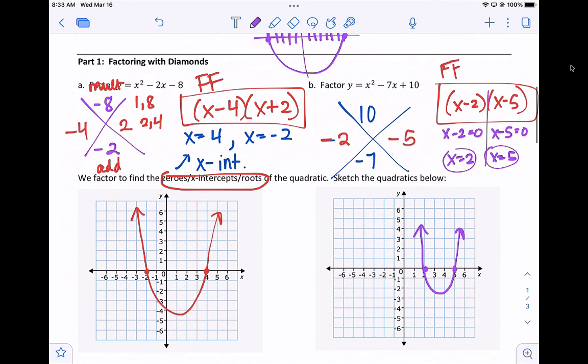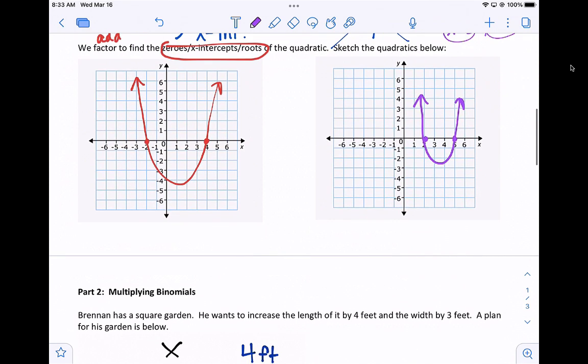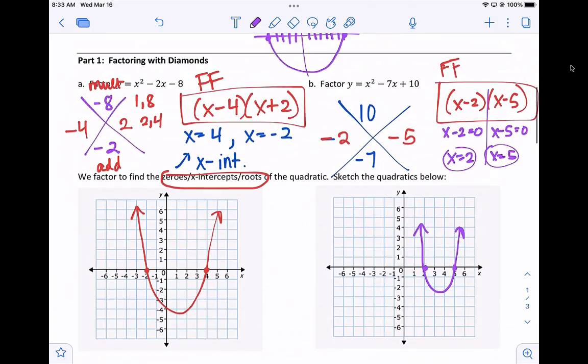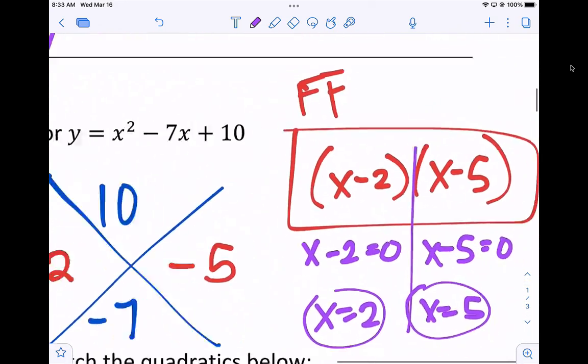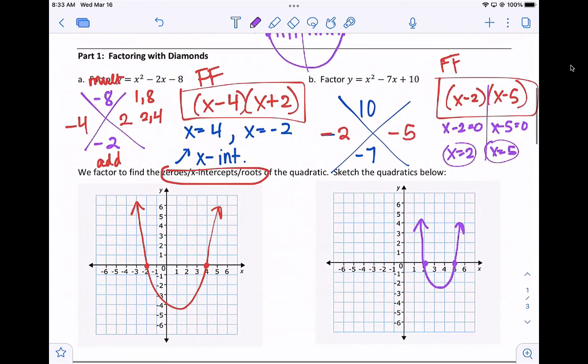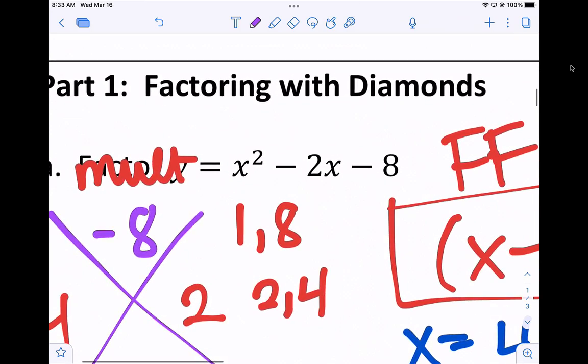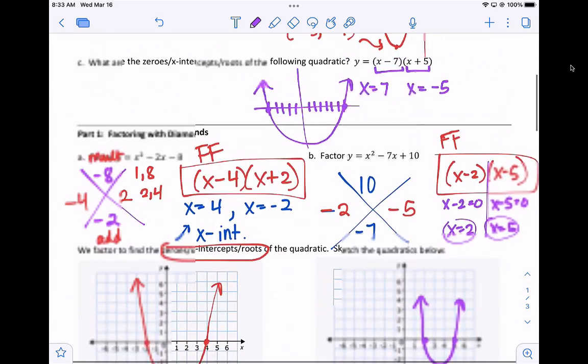Okay, so that is review of what we did yesterday. So today we're going to go backwards. Today we're going to have factored form, something like this, and we're going to turn it into something called standard form, which has no parentheses. So that'll be our goal.